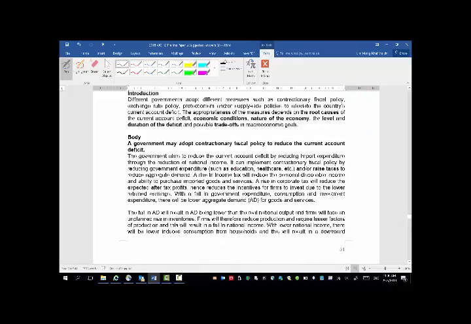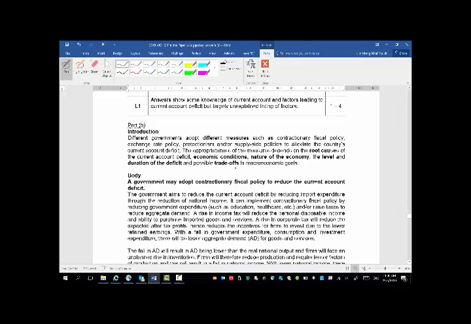Okay, so question B here, they mentioned the various policies. They talk about contractionary fiscal, exchange rate, protectionism, and supply side. But do you need all 4? Not necessary. So appropriateness. Take note of the criteria. Appropriateness depends on root cause. Whether the policy is appropriate or not really depends on whether it targets the root cause or not.